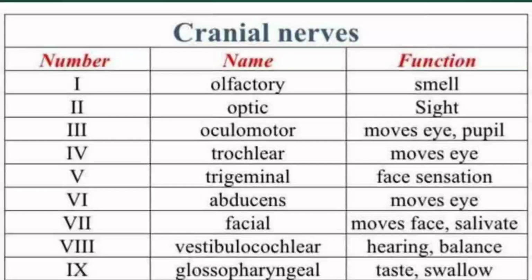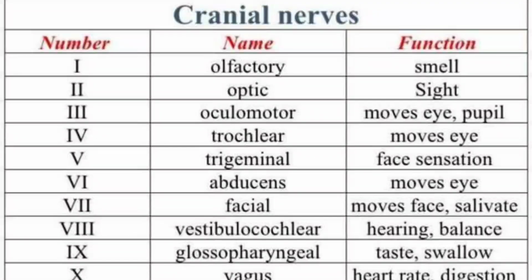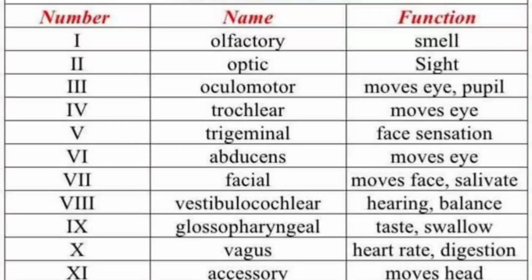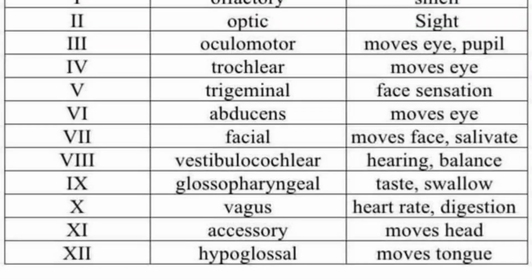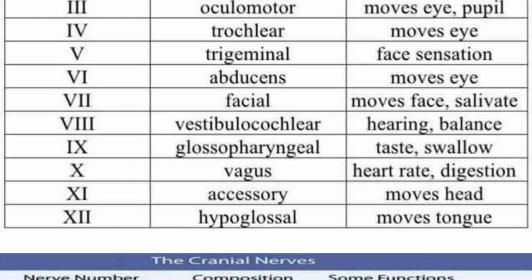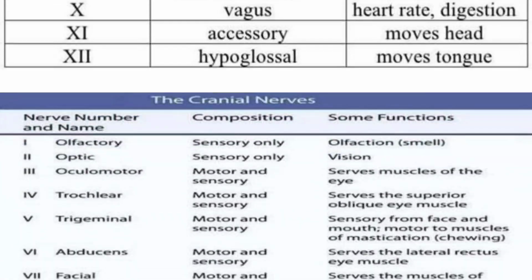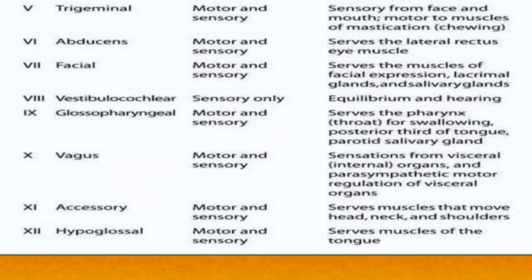These are the cranial nerves. Olfactory for smell, optic for sight, oculomotor moves the eye and pupils, trochlear moves the eye, trigeminal for face sensation, abducens moves the eye, facial moves the face and salivation, vestibulocochlear for hearing and balance, glossopharyngeal for taste and swallowing, vagus for heart rate and digestion, accessory moves the head, hypoglossal moves the tongue. These are the 12 cranial nerves.